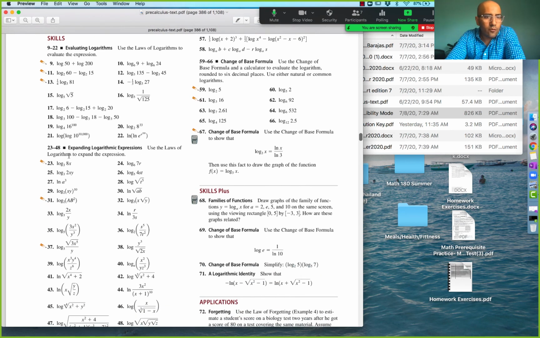So it's 4 for question number 37. So this one right here, log base 3. Is that right? Yeah, that one. Okay. It says expanding logarithmic expressions. Use the laws of logarithms to expand this expression.